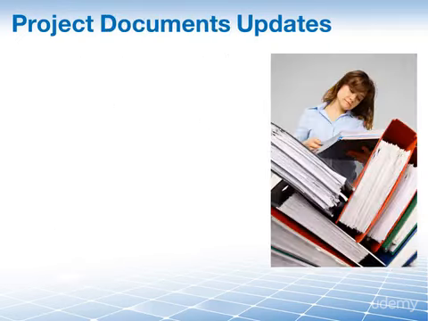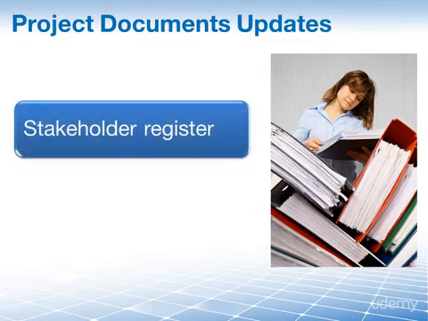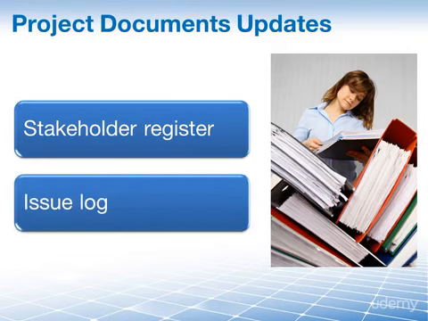Our next output are the updates to our project documents, and you may be asking yourself, project document updates? Why? What will I update? Well, first of all, you will be updating the stakeholder register. This is updated as information on stakeholders change when new stakeholders are identified or if registered stakeholders are no longer involved or impacted by the project. The issues log is updated as new issues are identified and current issues are resolved, because you don't want to try and fix the same problem twice, right?